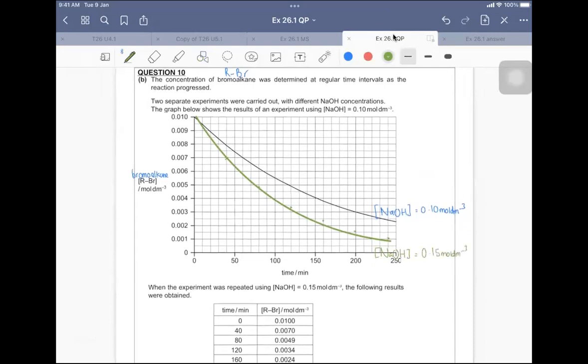Sorry about what I said earlier on, that the concentration of the bromoalkane is changing. Actually, it's the concentration of sodium hydroxide. So this is the course of the reaction when sodium hydroxide is at 0.10 mole per dm cube, and this is the course of the reaction when sodium hydroxide is at 0.15 mole per dm cube.